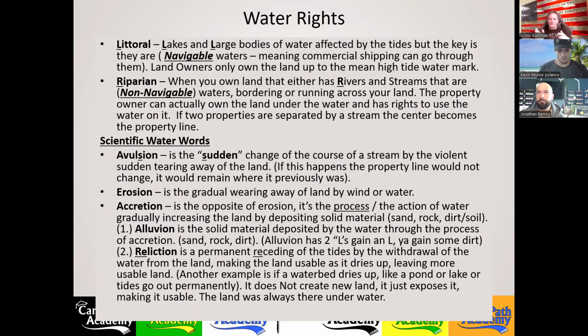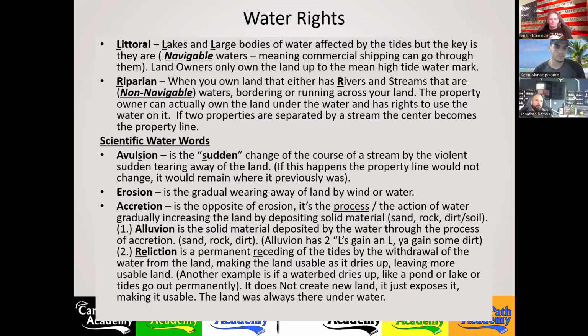Can you have a little river on your property? A stream or a river on your property? Or a pond or even a lake on your property, depending on the size of your property? Sure, you can. All right. So that water's sitting on or running across your property.